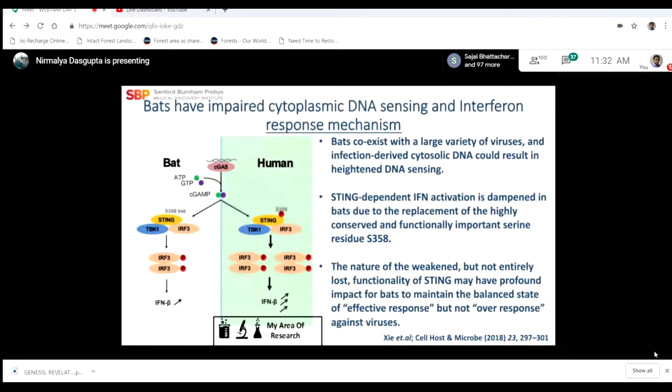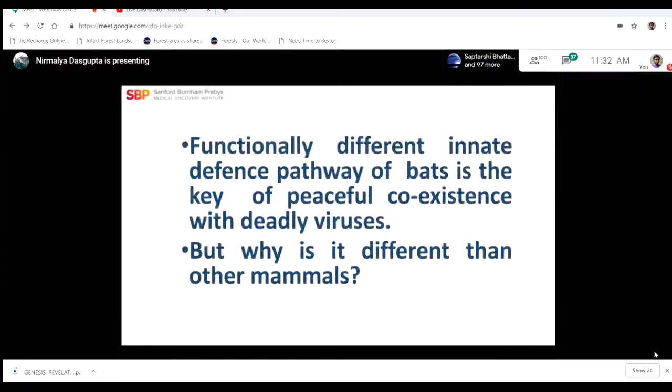So this weakened but not entirely lost functionality of STING may have a profound impact, helping bats maintain a balanced state of effective response, but not over-response, against viruses. Again, remember, bats can fly. So now we know that a functionally different innate defense pathway in bats is the key to their peaceful coexistence with deadly viruses. But why is it different from other mammals? That is the question. And the answer is, bats can fly.